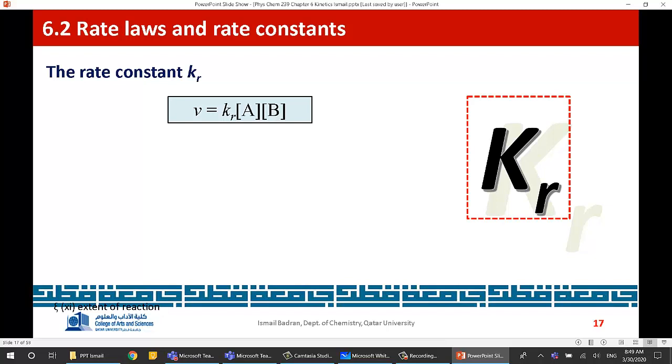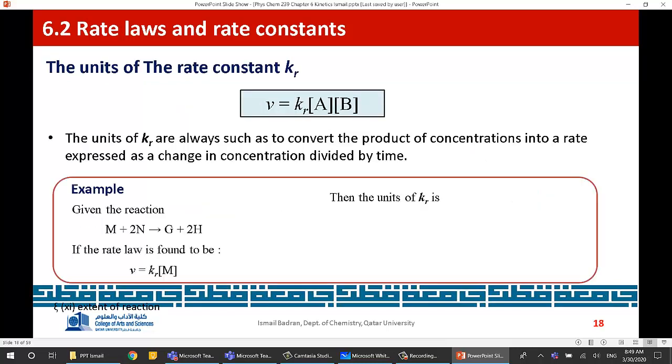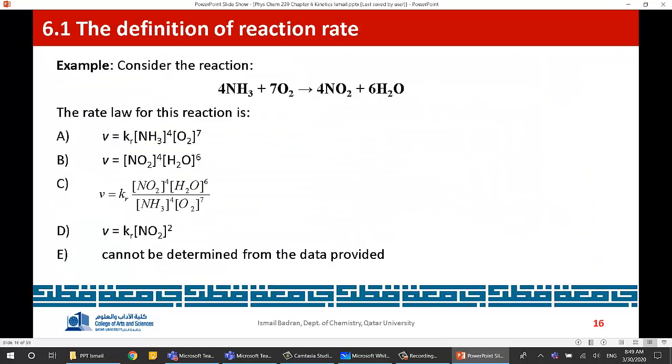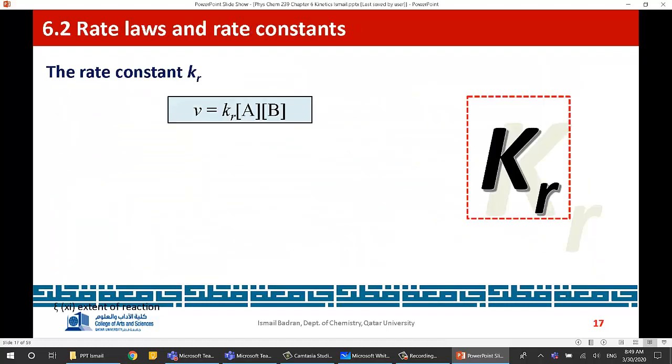Now, how do you determine the rate law? We're going to talk about two ways to do that, inshallah, soon: the isolation method and something we call the initial rate method. But first, let's talk about the rate constant, because this is a very important concept in chemical kinetics.